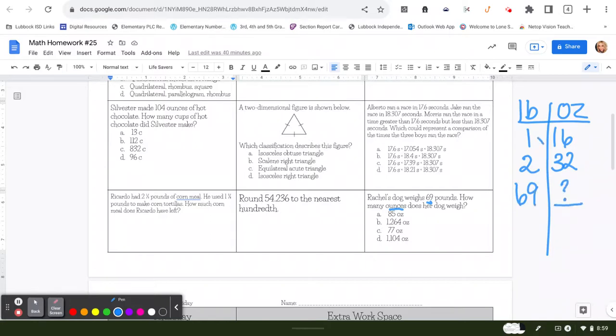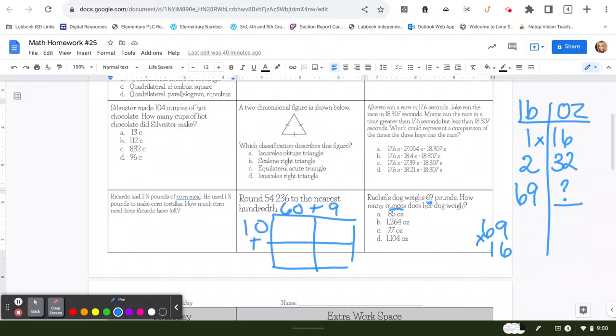I can see my rule is times 16. So I'm going to do 69 times 16. If you need to do an area model for this problem, that's fine. You're going to do 60 plus 9 times 10 plus 6. Let me know if you need any additional help with that problem.